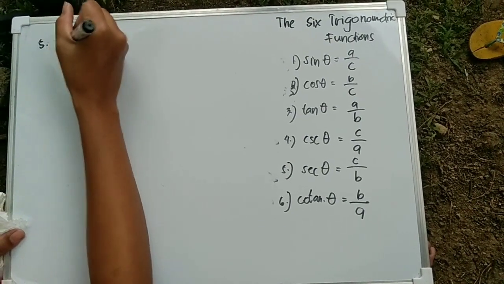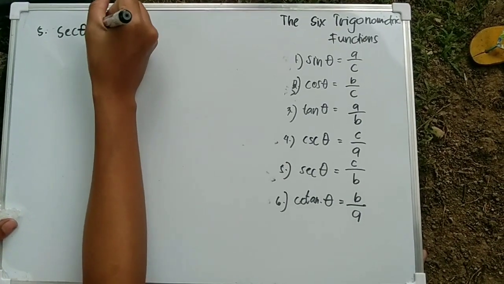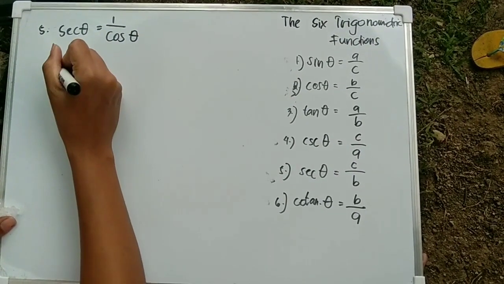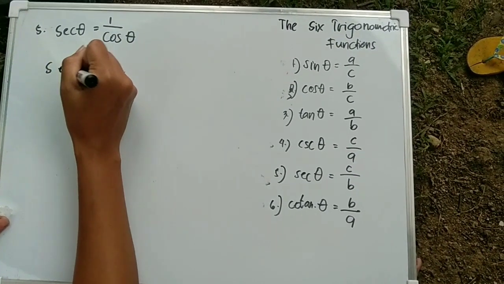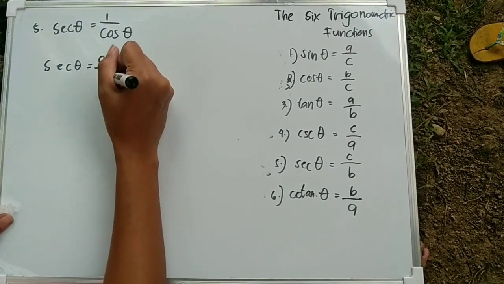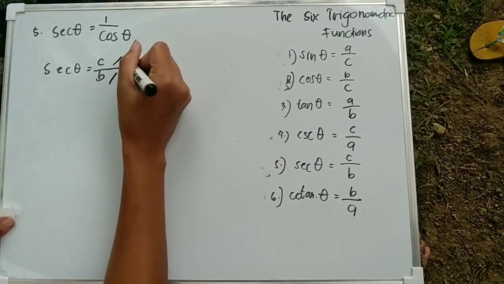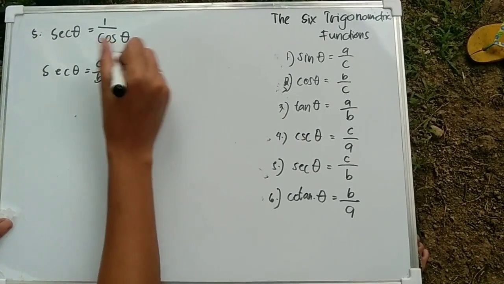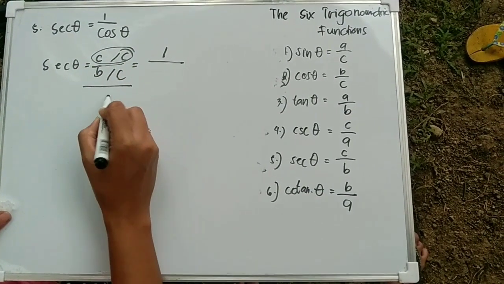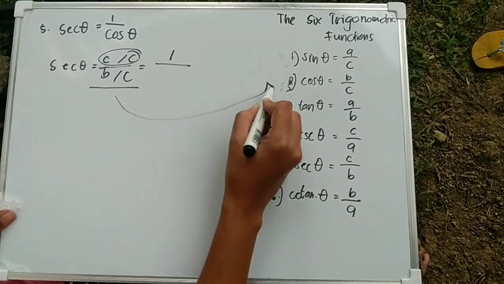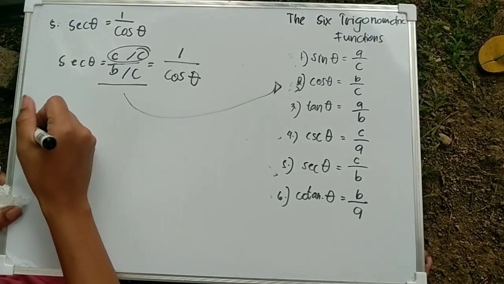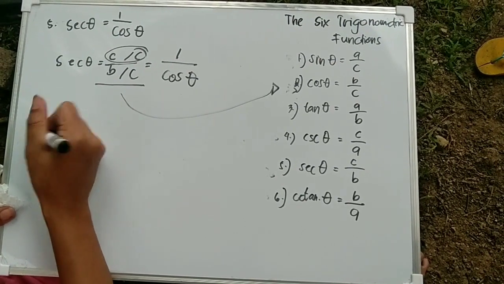So let's proceed to number 5. The secant theta is equal to 1 over cosine theta. So secant theta is equal to C over B and then divide both by C. So the numerator is 1 and B over C is equal to cosine theta. So that is why secant theta is equal to 1 over cosine theta.